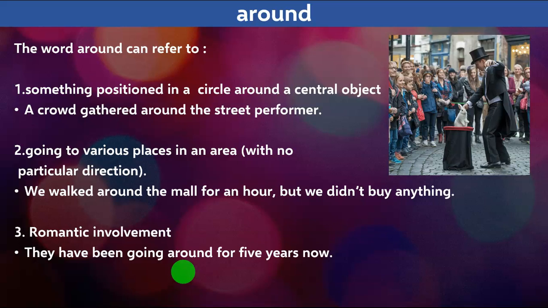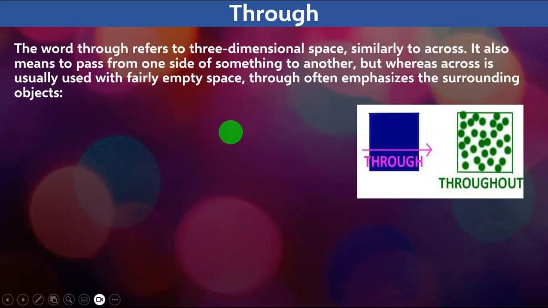We have covered across, along, and around. Now let's move on to through. Now the word through refers to 3-dimensional space, similarly to across. It also means to pass from one side of something to another. So that is a similarity with the word across. But whereas across is usually used with fairly empty space, through often emphasizes the surrounding objects, right? Now let's look at this picture and I will explain this to you with examples.